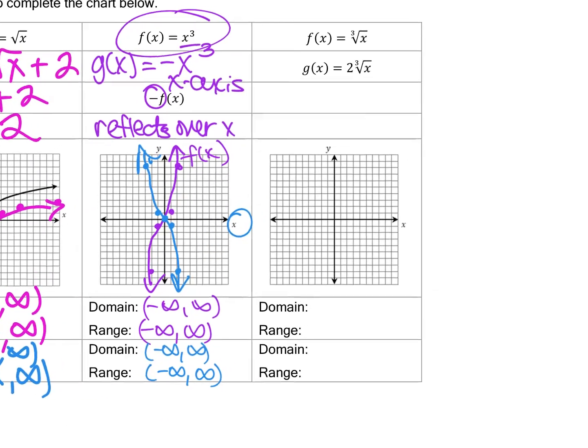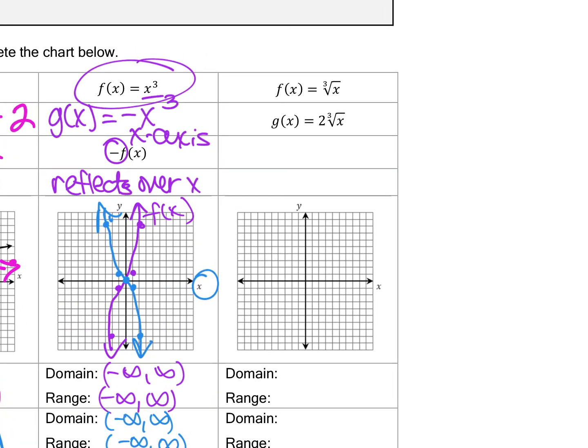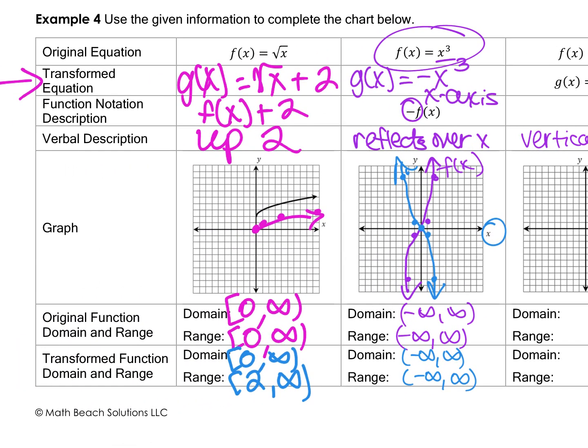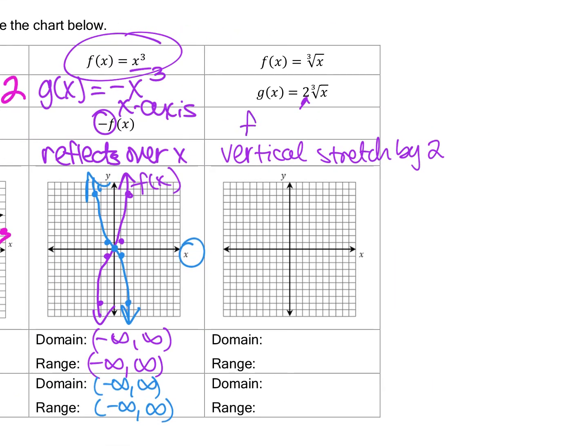Okay, last one. So notice this one is cube root, and notice we're given the new function. So if there is a number on the outside in front, directly in front of your parent function, that's going to be either a vertical stretch or a vertical compression based on the number. It's greater than 1, so this is a vertical stretch by 2. And then our function notation description would be f of x, and then we're just putting a 2 in front of it.